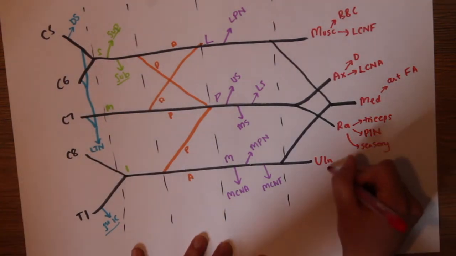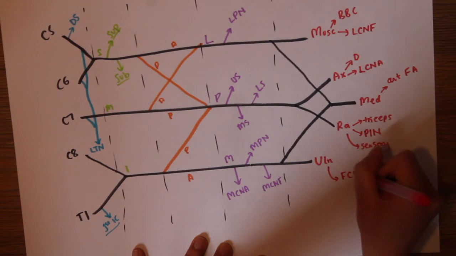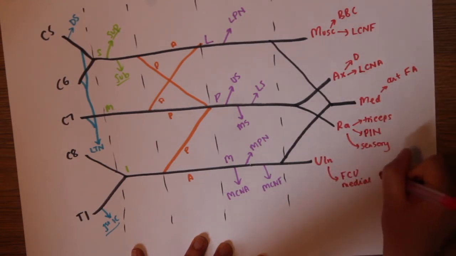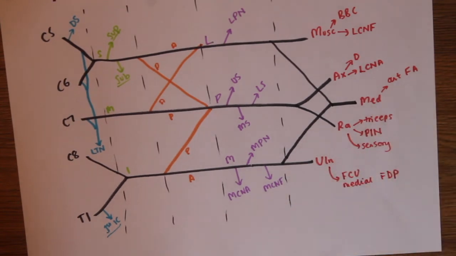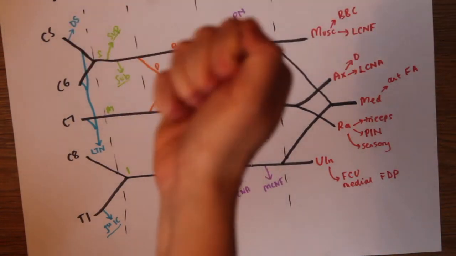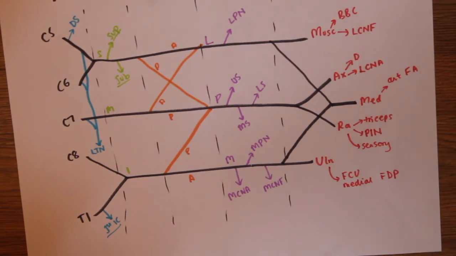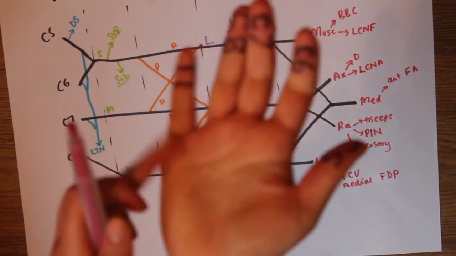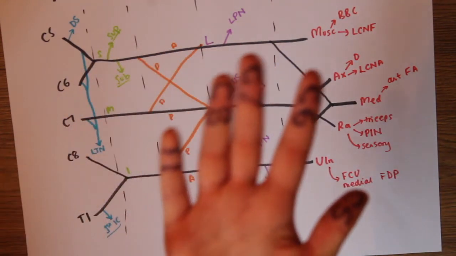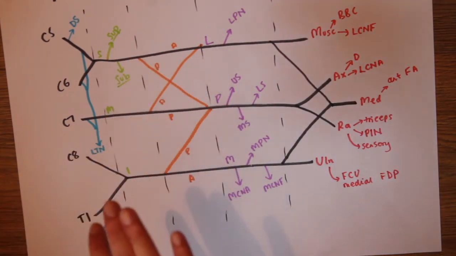Lastly, we have the ulnar nerve, which supplies FCU, flexor carpi ulnaris in the forearm, the medial half of FDP, and then also mainly supplies your intrinsic muscles of the hand. So that includes your lumbricals, interossei and adductor pollicis. It's really important for grip function. Sensation-wise, it supplies the hypothenar eminence here, the medial third of the palm, the palmar aspect of the medial 1.5 digits and the dorsal aspect as well.